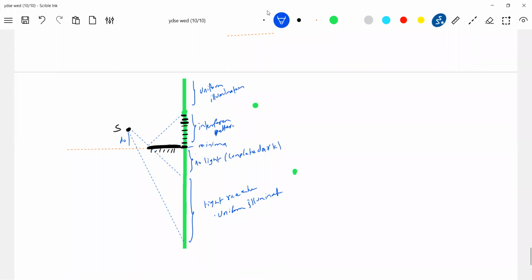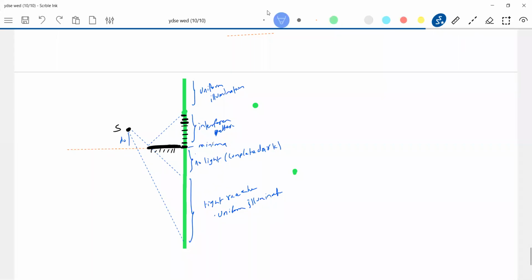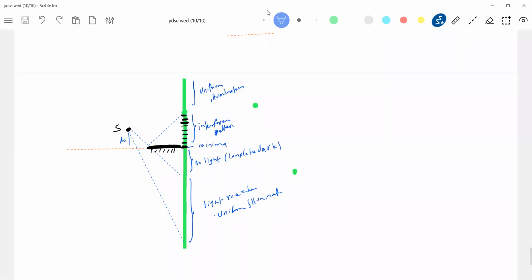Got the idea? So this is the basic Lloyd's mirror. When you do it in the lab, you can notice this, provided the room is completely dark. Then we do notice this kind of pattern. Any good conceptual theoretical questions can be asked, you have to be careful.